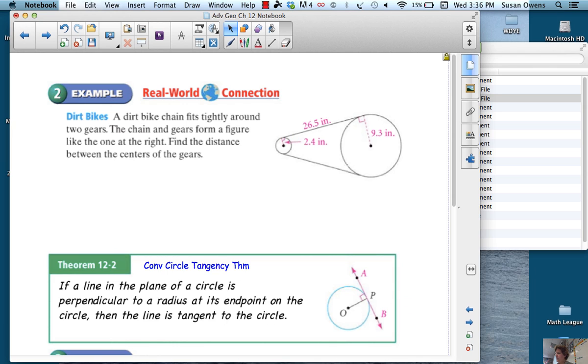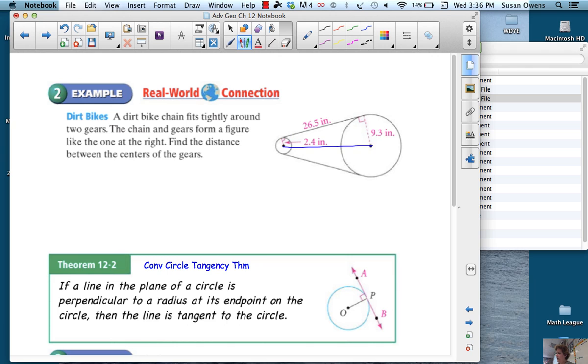The next example is a problem that some students seem to have a hard time with. Be careful about where you think the right angles are. So I have a dirt bike chain. If it's tightly around two gears, the chain and gears form the figure on the right. Find the distance between the centers of the gears. So I want to find this distance.